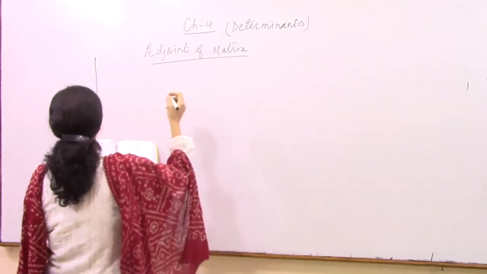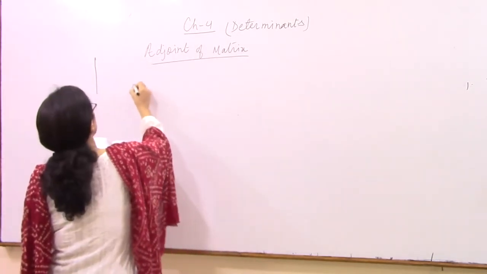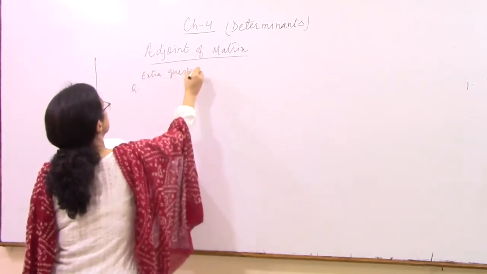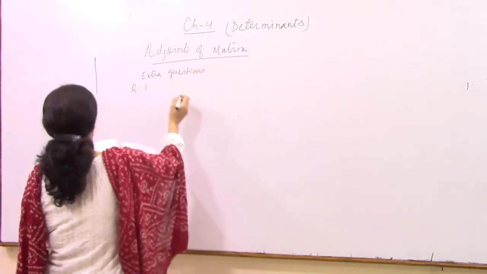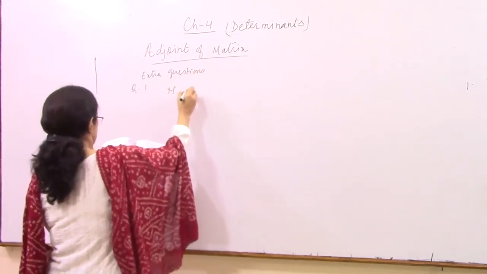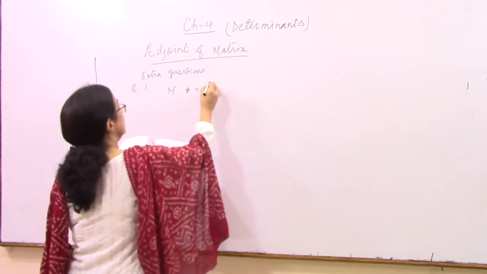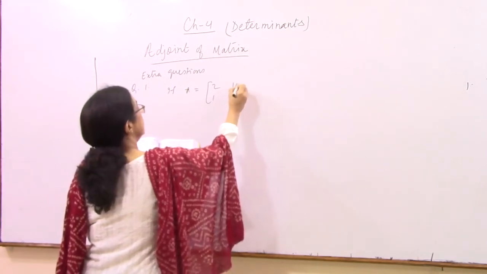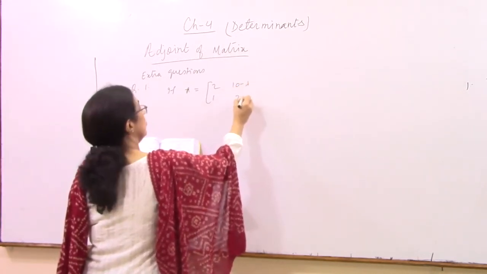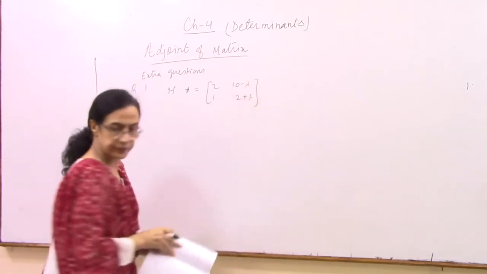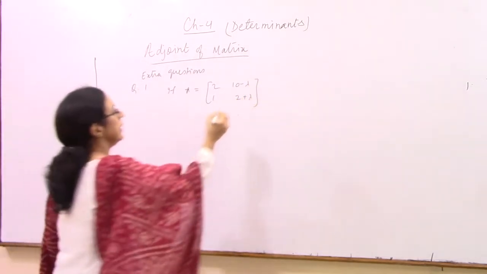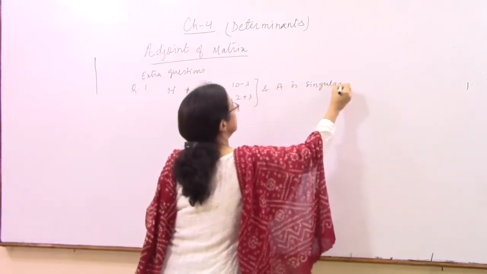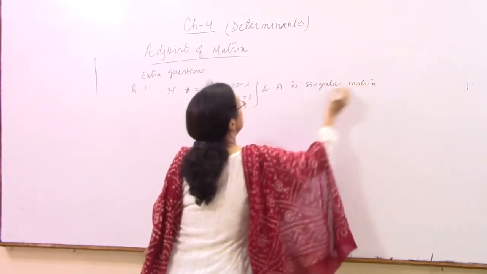Now some extra questions. Question is, if A equal to the matrix 2, 1, 10 minus lambda, 2 plus lambda, and A is a singular matrix, find lambda.